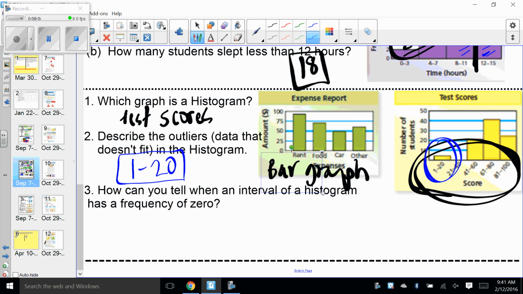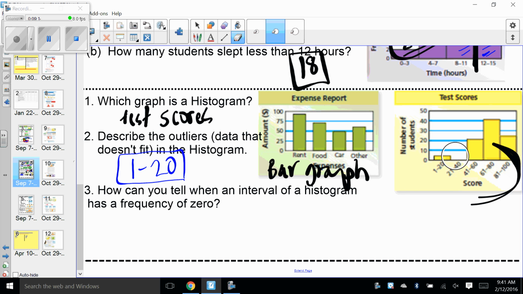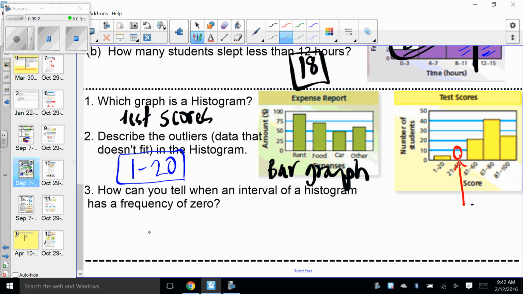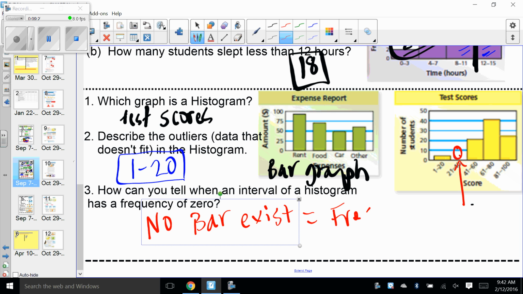And our last question for our classwork today: how can you tell when an interval of a histogram has a frequency of 0? So this one right here, if I go back over and erase this, so you can kind of take a picture, a frequency of 0 would be this one right here. This is 0. And that just means that you wouldn't see a bar. No bar exists. That means it's a frequency of 0 when you don't have a bar. So that's our lesson on histograms. Remember, they're kind of like bar graphs. The bars have to touch and you have to have a range of values.